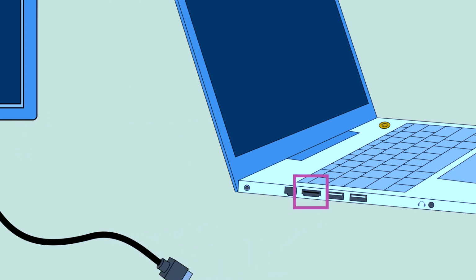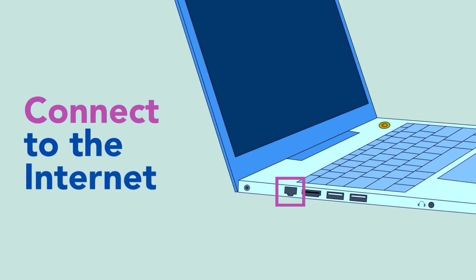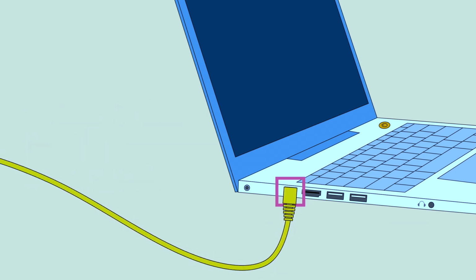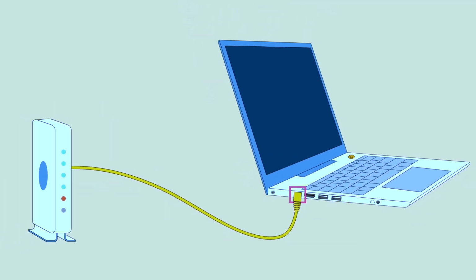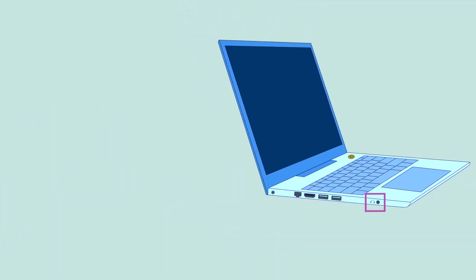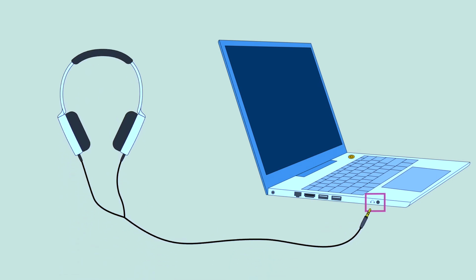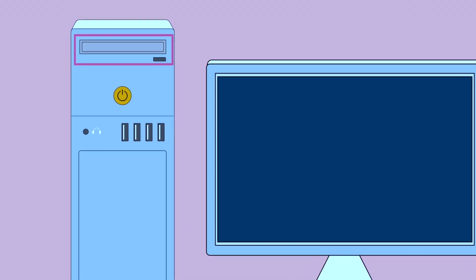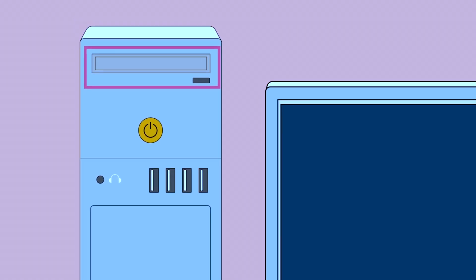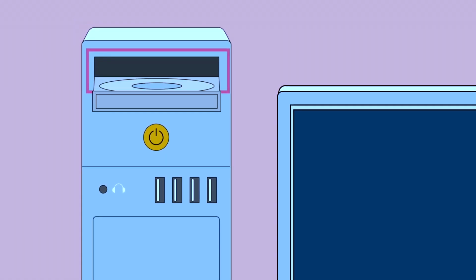The Ethernet port lets you connect to the internet. If you cannot use Wi-Fi, all you need is an Ethernet cable, which you can then connect to your modem or router. If your computer has an audio jack, you can use it to plug in wired headphones or speakers. You may or may not have a disk drive, depending on how old your computer is and who makes it.